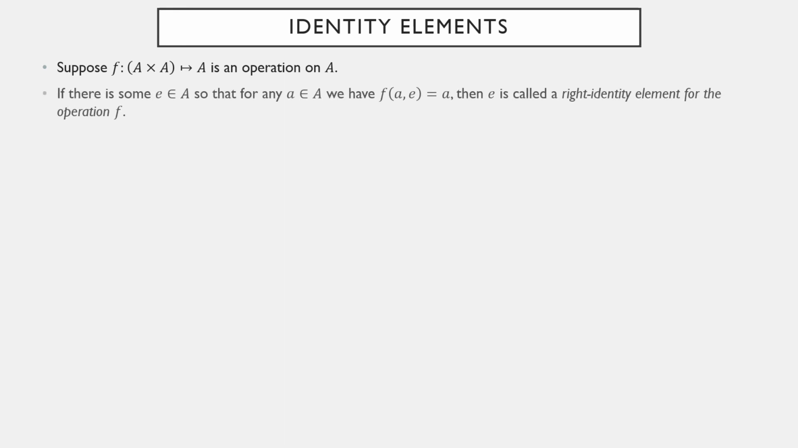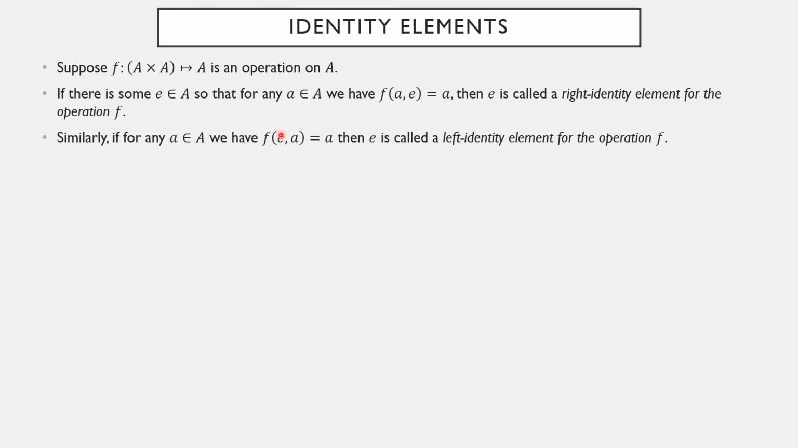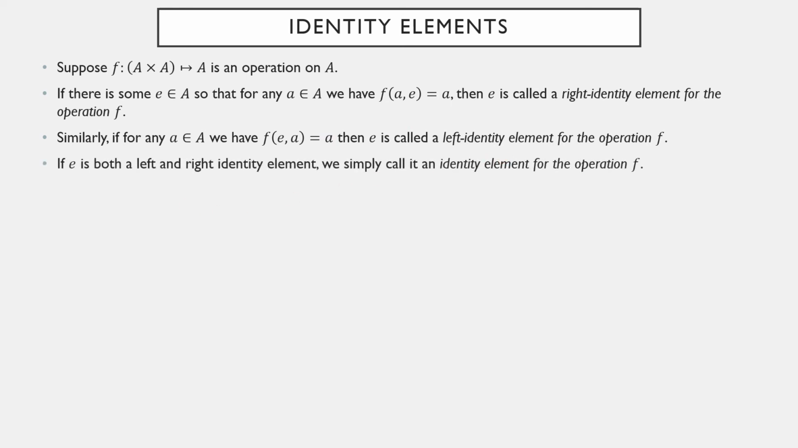Well, what are identity elements? Suppose I have an operation. If there is something that has the property that when I act on A with this special thing E, I always get back out A, that's called a right identity element. A acting on E always produces A. If E acting on A always produces A, E is called a left identity element. If it's both a left and right identity element, we call it an identity element.